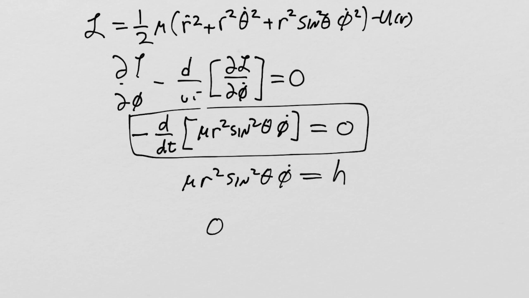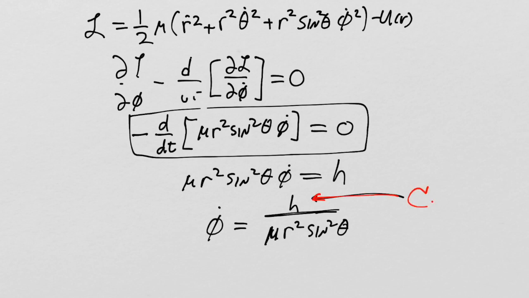And the critical part is we can now invert this, well, not really invert it, but solve it for phi dot and get h over mu r squared sine squared theta. And this h, that guy there, let me do that in red. That guy there is called a constant of the motion. And it's a constant of the motion because phi is cyclic.